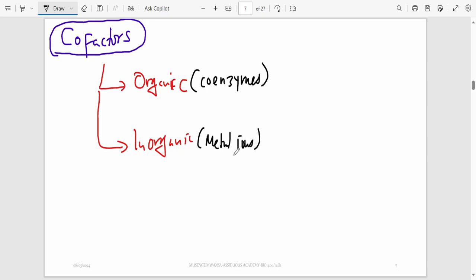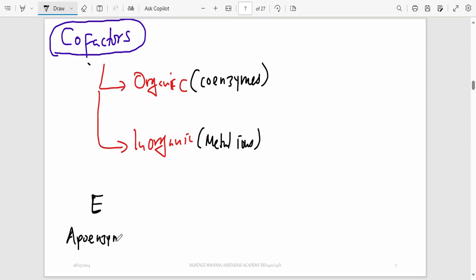So, you need to know examples. Okay. So you have got this enzyme. This enzyme cannot work without a cofactor. So when an enzyme that requires a cofactor is not bound to its cofactor, it is known as an apoenzyme.